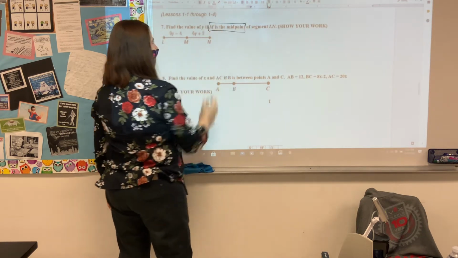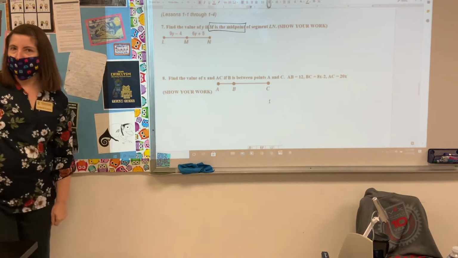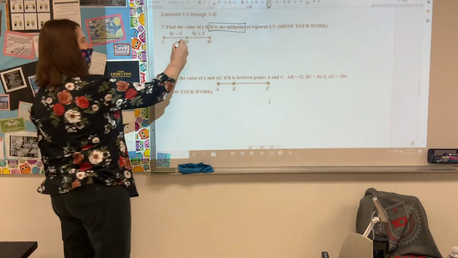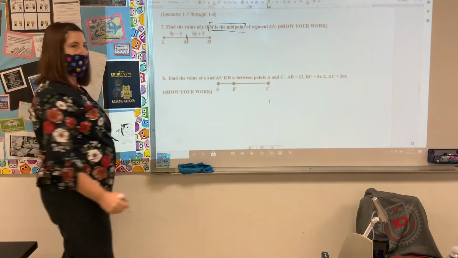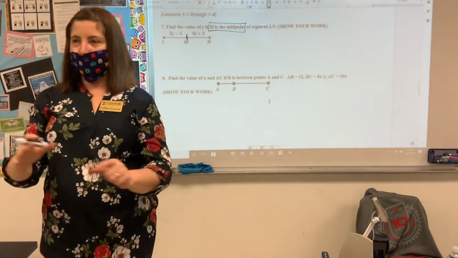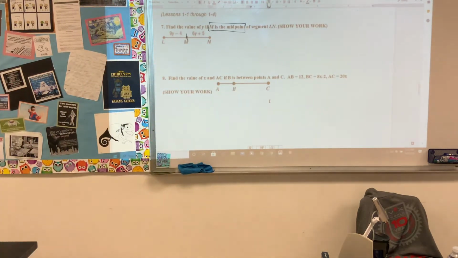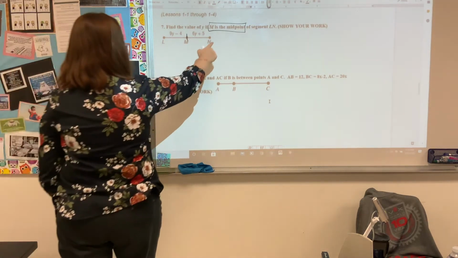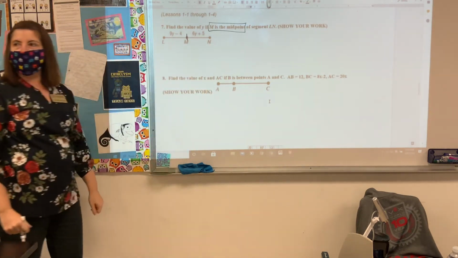M is the midpoint. What is a midpoint? The middle. Okay. So this is exactly in the middle. If that's exactly in the middle, what can I say about the two halves? They're halves. Those two have to be exactly the same in order for M to be the midpoint.